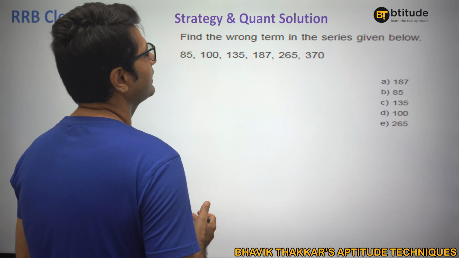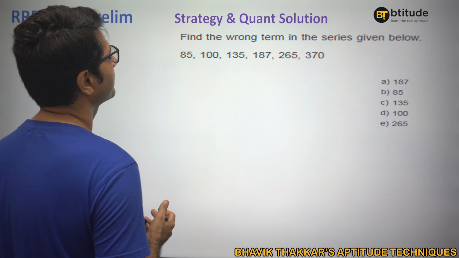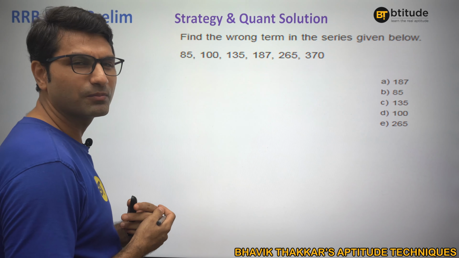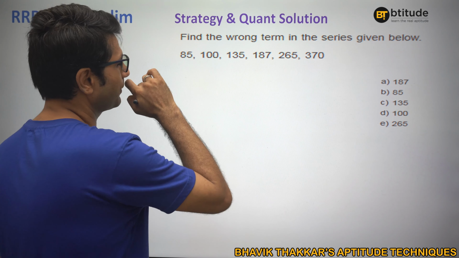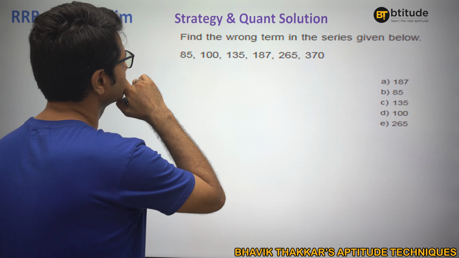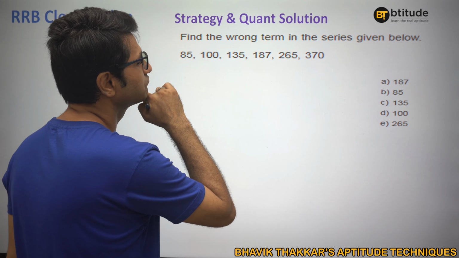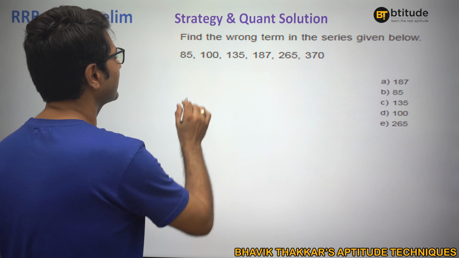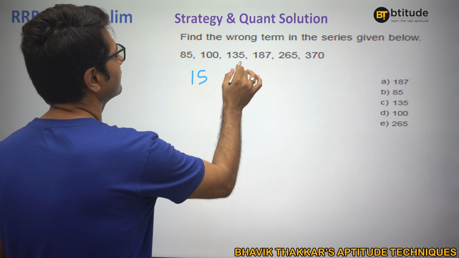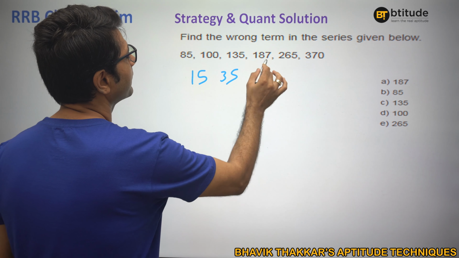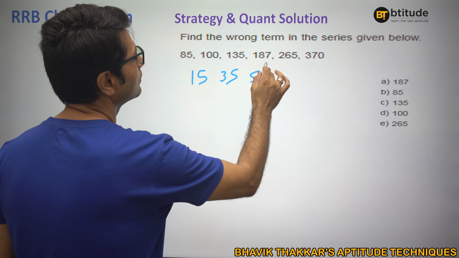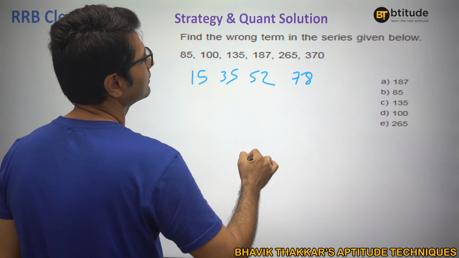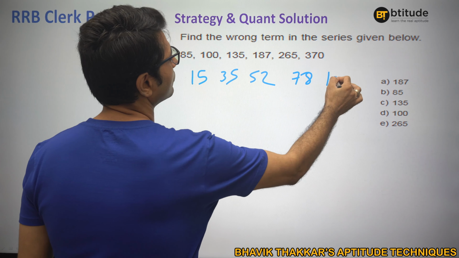265, 370, not running quite fast. So maybe there is nothing about some multiplication, maybe difference, or maybe squares. Squares. Oh, no numbers are near any squares. So let us try difference. 15, 35, 52, 80 minus 2, right? Maybe 78. What is it? 105.